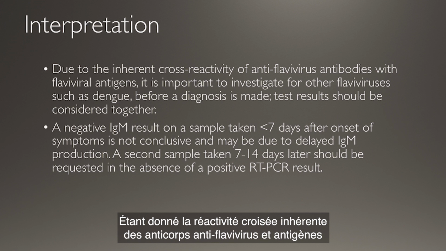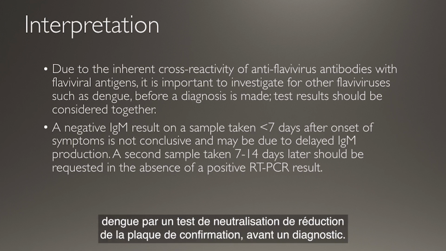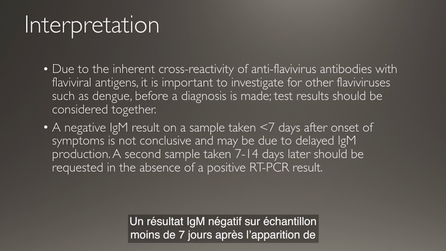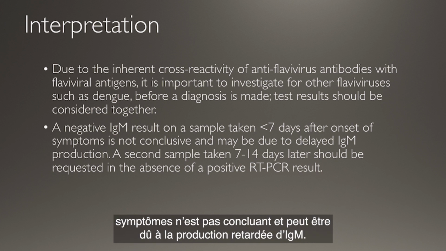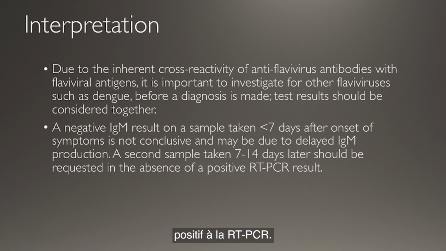Because of the inherent cross-reactivity of Flavivirus antibodies with Flavivirus antigens, it is important to investigate any positive results for other Flaviviruses, such as dengue, using a confirmatory plaque reduction neutralization test before a diagnosis is made. And results should be considered together. A negative IgM result on a sample taken less than 7 days after onset of symptoms is not conclusive and may be due to delayed IgM production. A second sample taken 7 to 14 days later should be requested in the absence of a positive RT-PCR result.